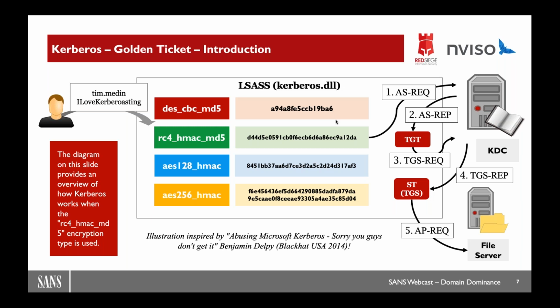So in this case, I'm using a user account called Tim Medin, or tim.medin, and I chose a very interesting password of "I love Kerberos". What am I doing here? I'm setting up an authenticated session to a file server. So I want to obtain access to a file server. So what happens? How does this work?